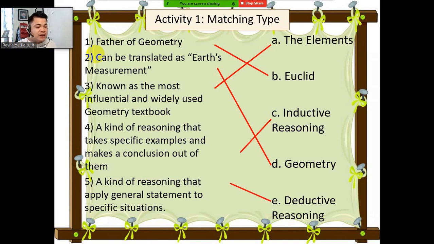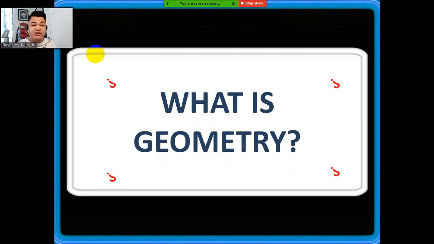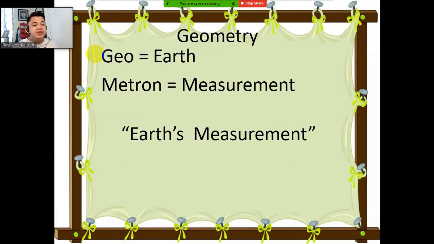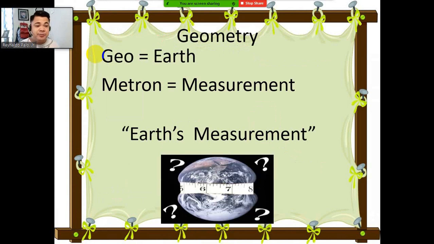Alright, next, what is geometry? Geometry is a branch of math that deals with shapes or figures and measurement. If you turn around right now, you will see a lot of figures and shapes. If those are man-made, there's an application of geometry to construct those. Next, geometry: geo means Earth, metron means measurement. If we combine them, Earth's measurement is the meaning of geometry.